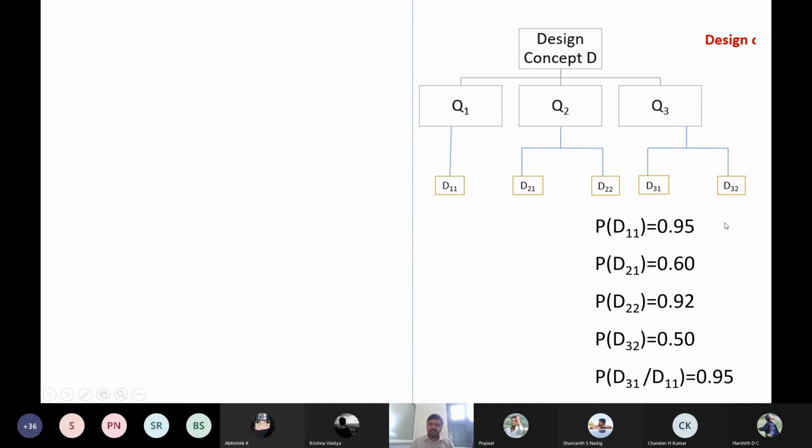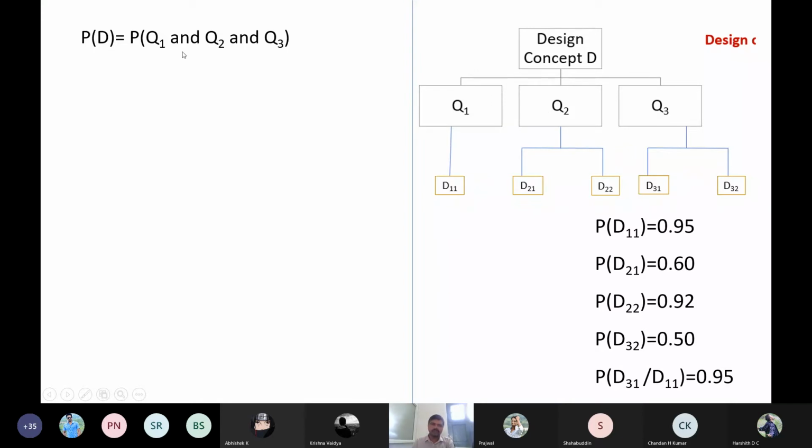Next, to solve the problem, you have to find P, whereas these values are given in the problem itself. Now, to find the physical realizability of the overall design concept, we have to solve these three subproblems, that is Q1, Q2 and Q3. The physical realizability of the overall design concept is denoted by P of D, and it is given by P of Q1 and Q2 and Q3.